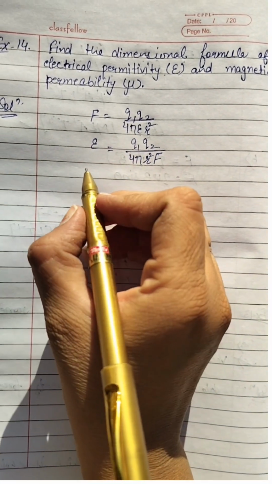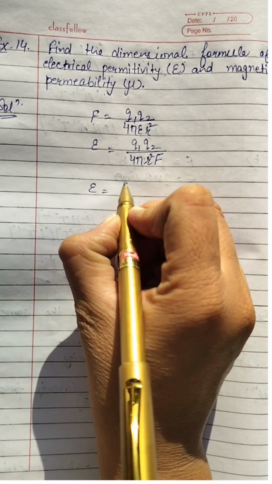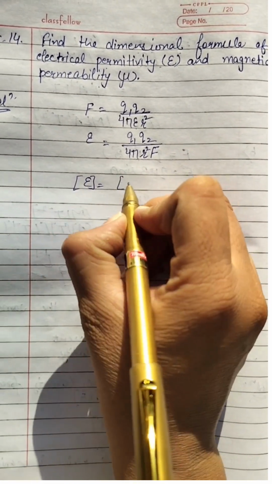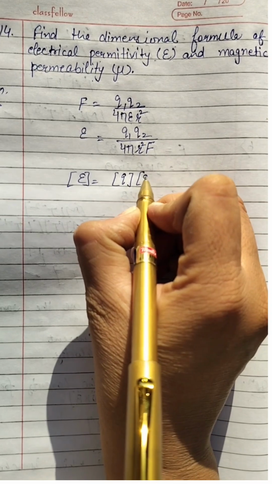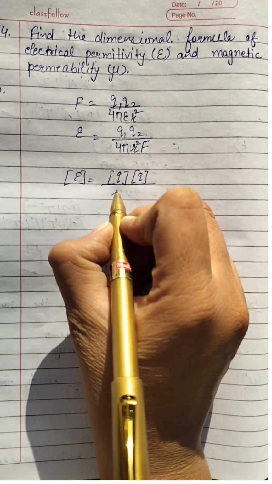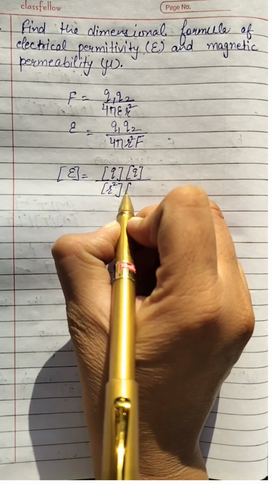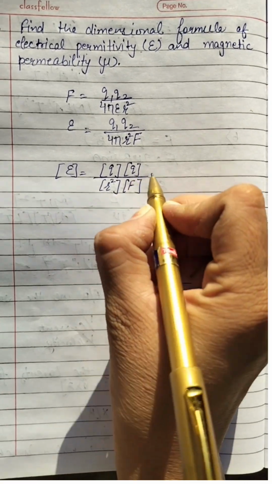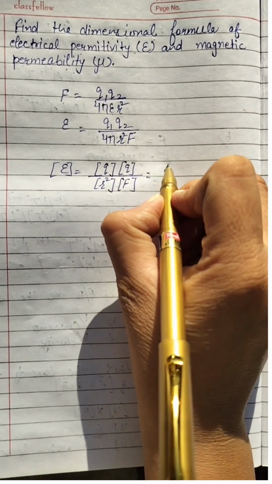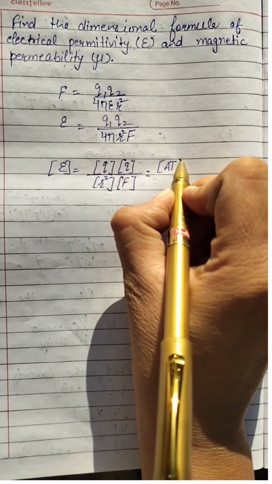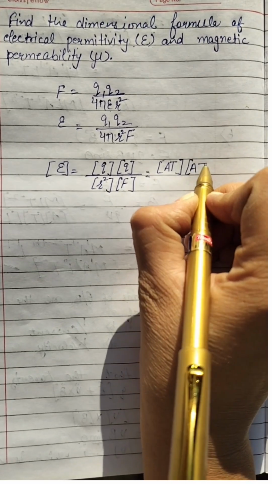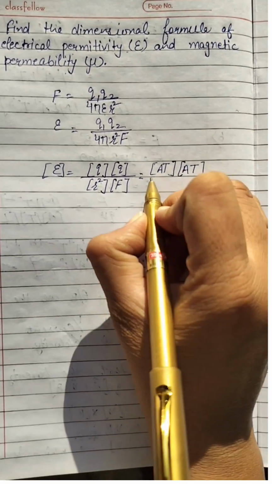So the dimension value of epsilon is equal to Q into Q upon R square into F. Q into Q, we have already found this value, A into T. The value of charge is equal to A into T.